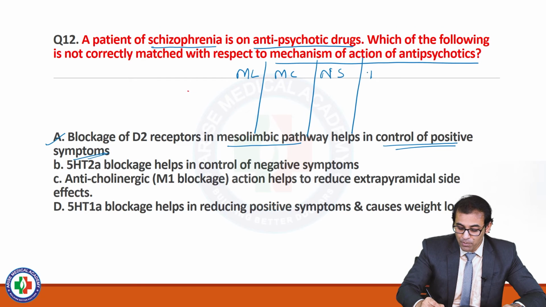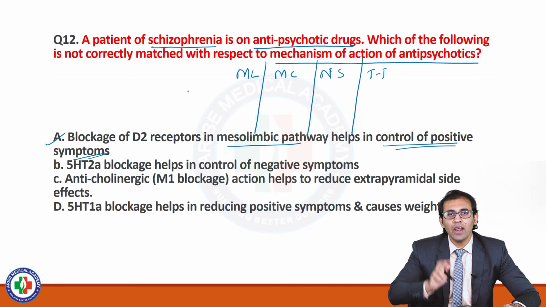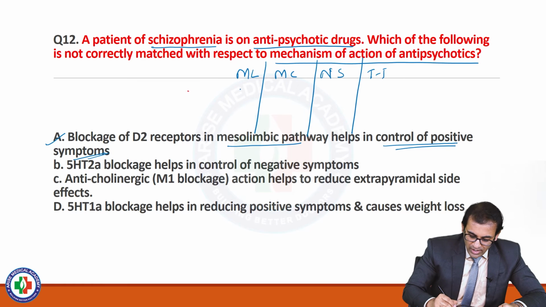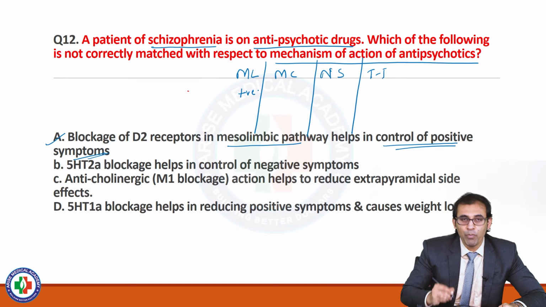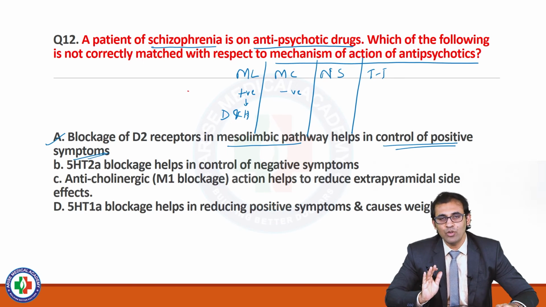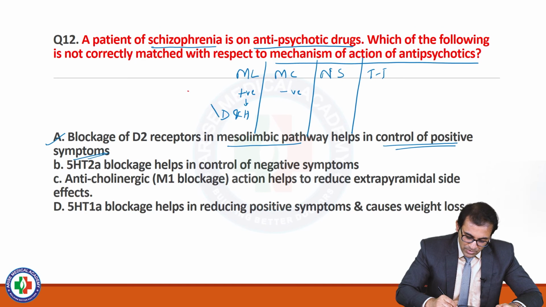Fourth is tuberoinfundibulum pathway. And there are 2 types of symptoms in a schizophrenia patient. One is called as positive symptom, another is called the negative symptoms. If a patient is having delusion and hallucination are called as positive symptoms. Why these are called the positive symptoms? Because they have good prognosis.